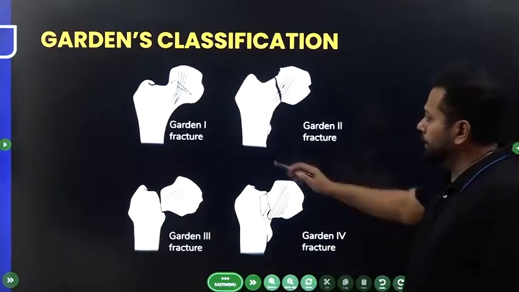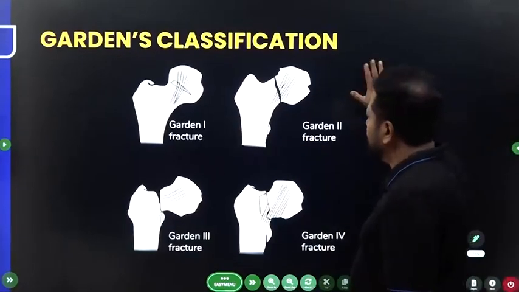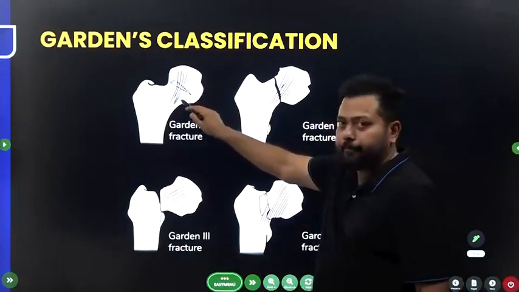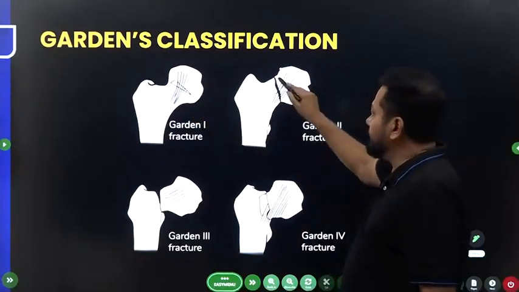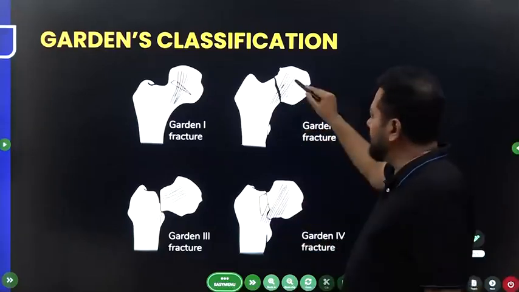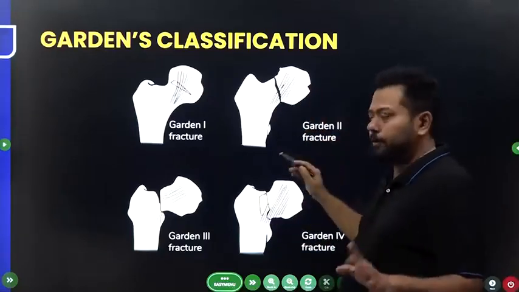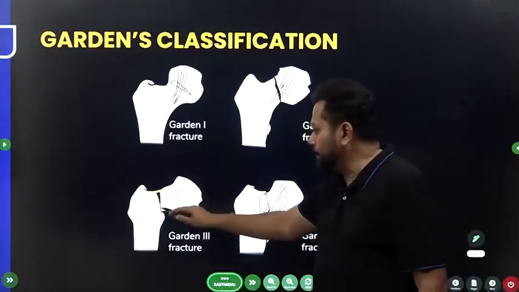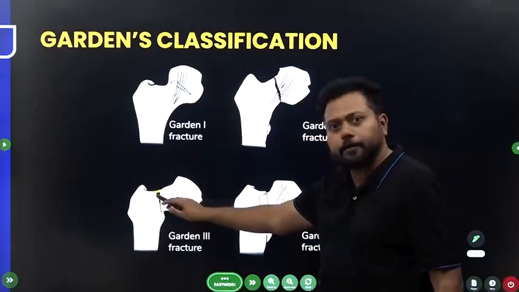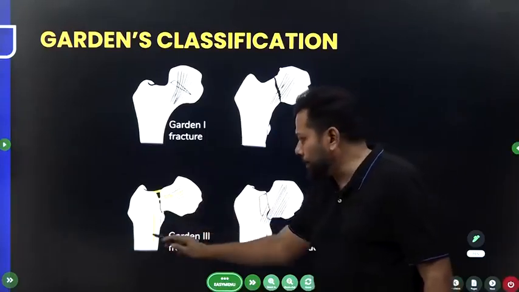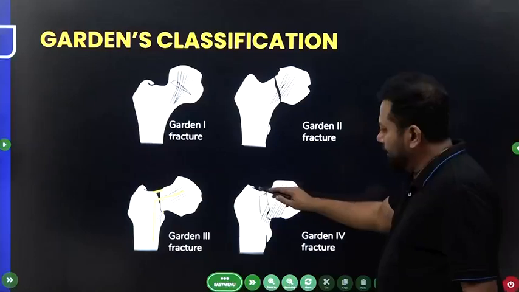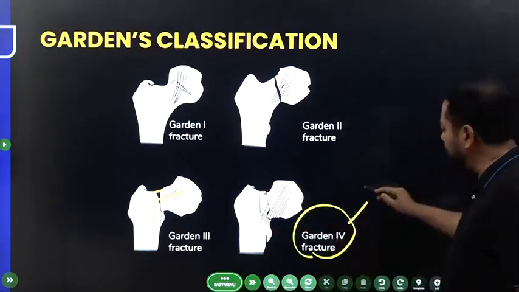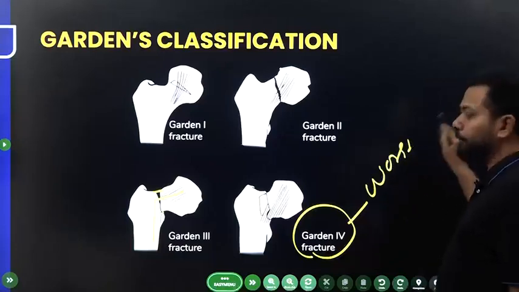Gordon's classification: the fracture is incomplete, the trabecular pattern is normal. Type 2: the fracture is complete but totally undisplaced, the trabecular pattern is normal. Type 3: the fracture is complete with partial displacement. One cortex is okay, another cortex is displaced. The trabecular pattern is altered. When the fracture is complete and totally displaced, it is type 4. This has the worst prognosis.